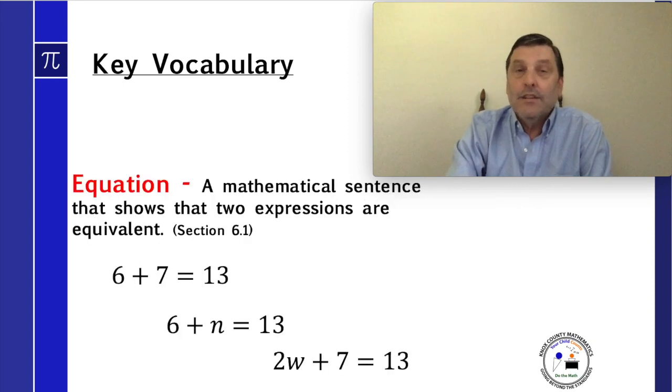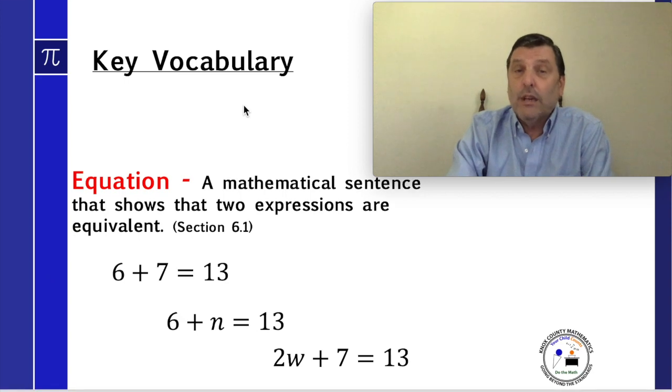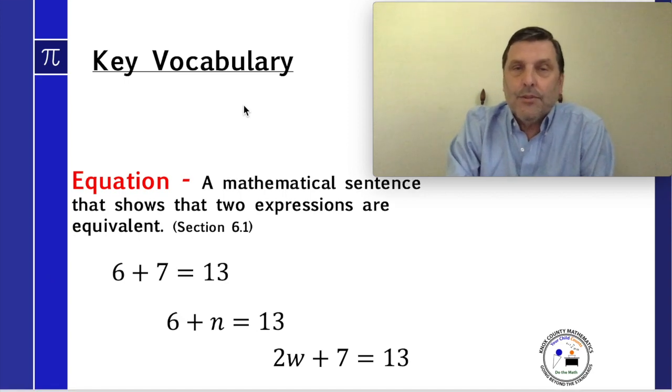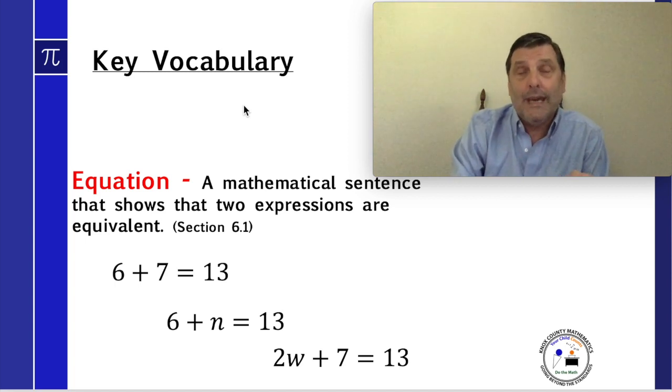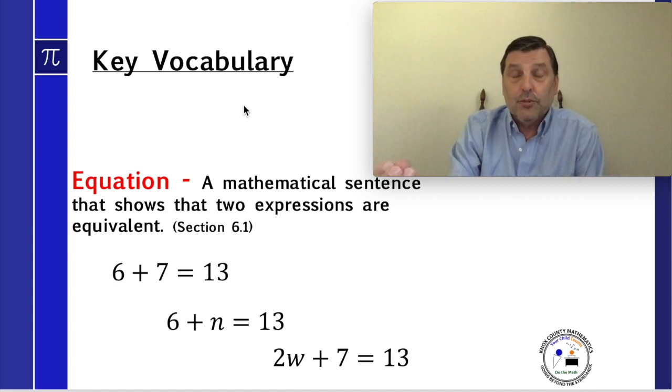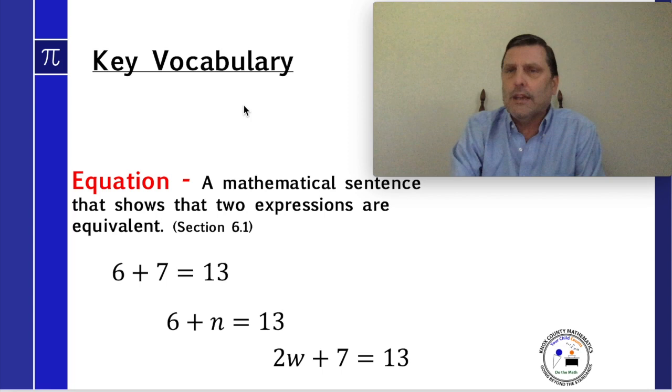Okay. The other key piece of vocabulary is an equation. Equation, a mathematical sentence that shows two expressions are equivalent. We've talked about expressions in the past, but when you have two expressions that are equal, now we've got an equation. This showed up in section 6.1 in your textbook.